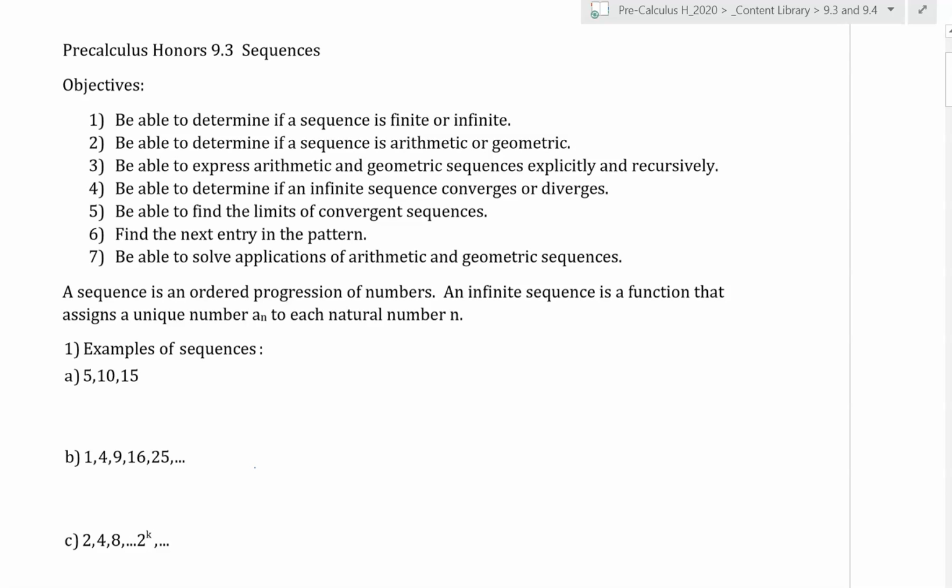Take a look at A, B, C, D, and E, and just go ahead and see if you notice any patterns with each of those sequences. Go ahead and pause the video and take a minute to look for patterns.